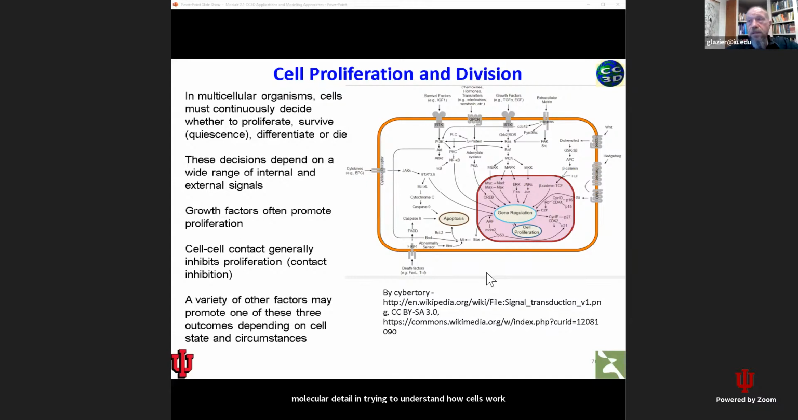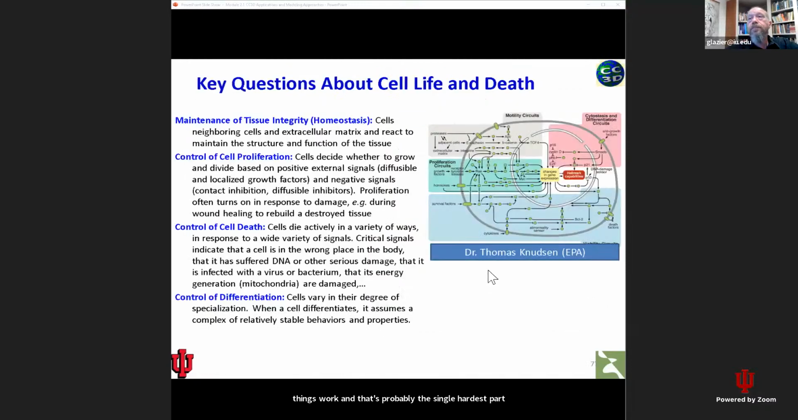Unfortunately, having parts lists doesn't tell you how things work. And that's probably the single hardest part of building these models. Once we have thought about cells, we have to think about cells in the context of a tissue. I'm going to run out of time here, so I may cut this off a little bit early. We have to think about how tissues maintain their integrity.